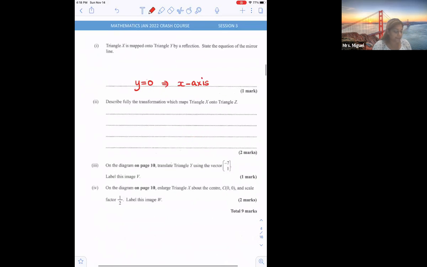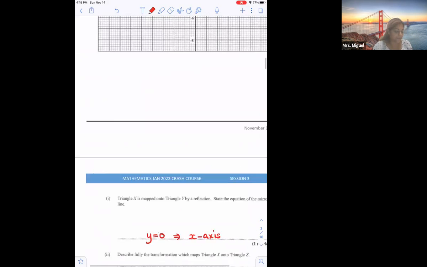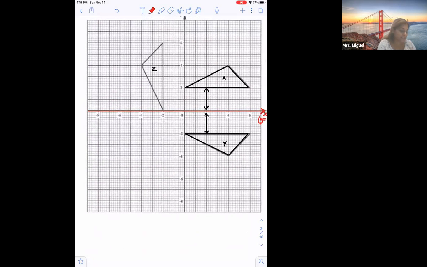The next part says, describe fully the transformation which maps triangle X onto triangle Z. So we need to see what is the transformation that maps triangle X onto triangle Z. So here, this is the two that we are concerned with, X and Z.